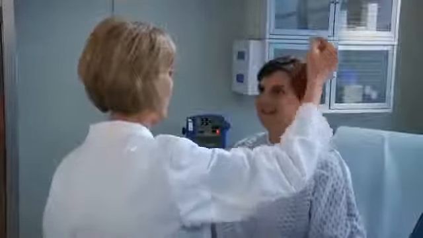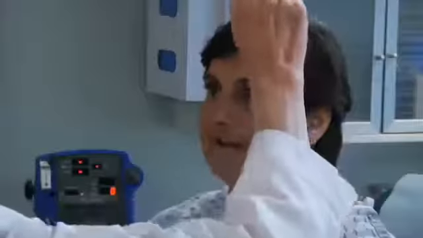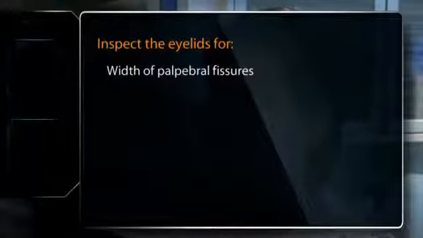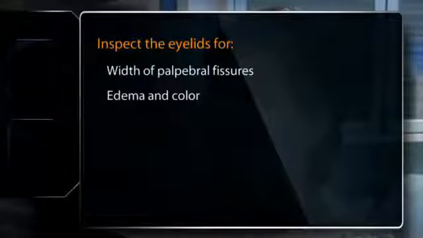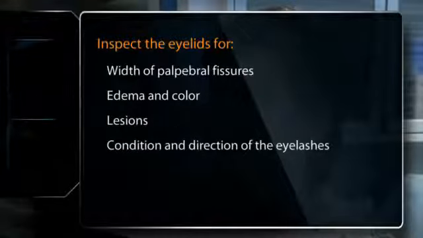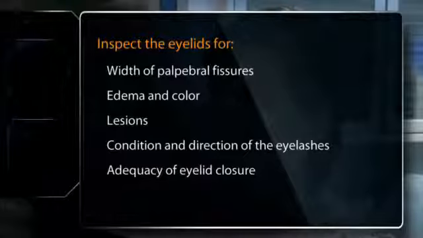Visually inspect the patient's eyes for position and alignment. Okay, I see it. Also, examine the eyebrows and closely inspect the eyelids for the width of the palpebral fissures, edema, and color of the lids, any lesions, and the condition and direction of the eyelashes. Note the adequacy of eyelid closure, especially when the eyes are unusually prominent, when there is facial paralysis, or when the patient is unconscious. Inspect the area over the lacrimal gland and lacrimal sac for swelling, and look for excessive tearing or dryness.